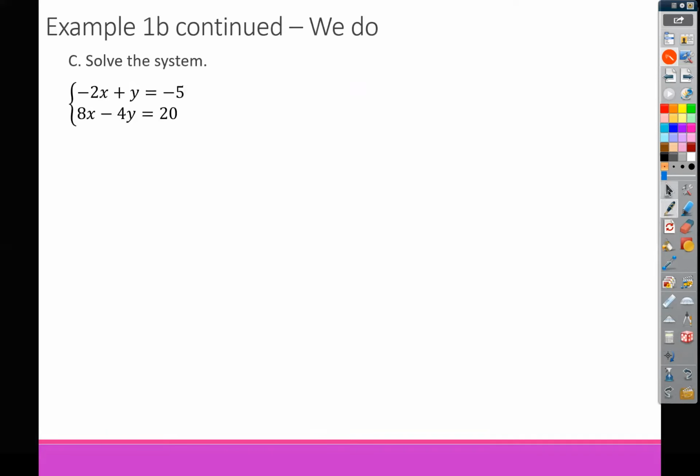All right, let's try another one. Okay, so again, I don't have any additive inverses. So I'm going to write it again. Negative 2x plus y equals negative 5, and 8x minus 4y equals 20. Okay, so let's say we get rid of the y this time. Look at your coefficients in front of the y's.